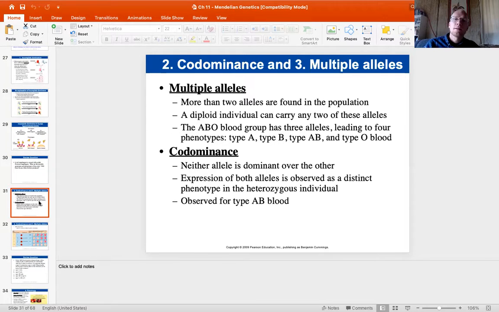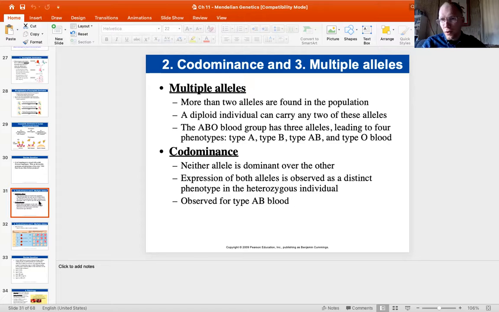Okay, the next one we're talking about quickly is that you can have cases of multiple alleles. And the famous example of this is blood types. Blood types is a fascinating thing to study. You will probably study it if you take any sort of biology classes in college.